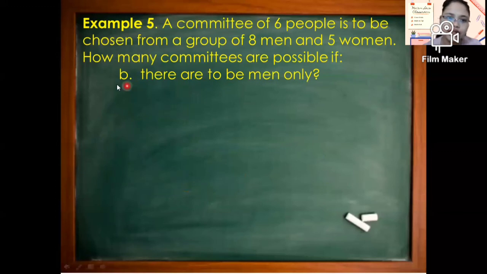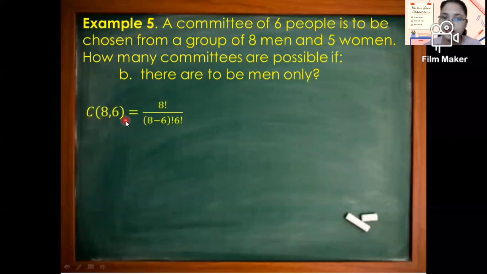Second condition. Kung kanina, 4 na lalaki, 2 babae. This time, ang gusto lang nila ay puro lalaki lang. Pero kailan ba yung kailangan natin? Kailangan daw ay 6 na tao. Okay? Pero kukuha lang tayo sa mga lalaki, which is only 8 men lang ang meron. So, ibig sabihin that is very simple. That is simply combination of 8 taken 6. Okay? Kasi kailangan natin ng 6 men to be a committee.